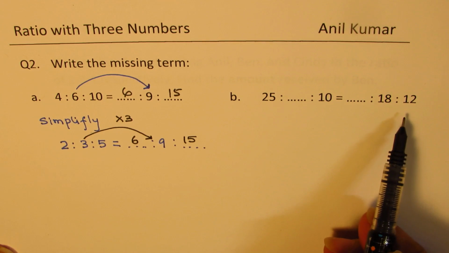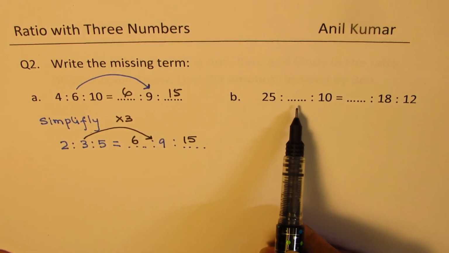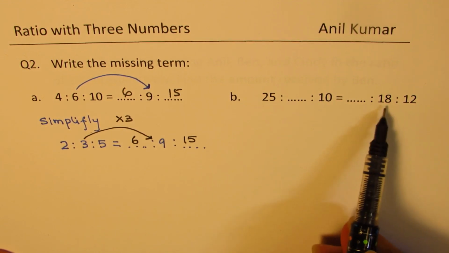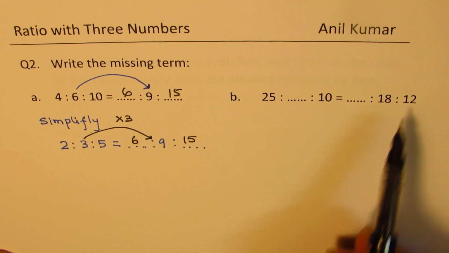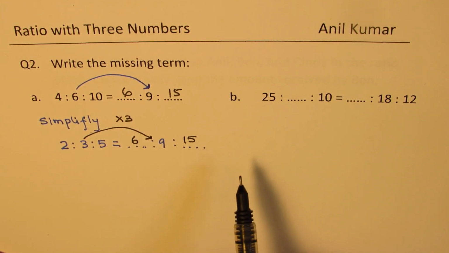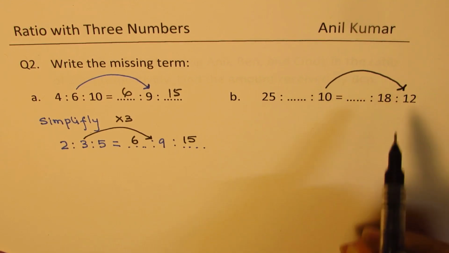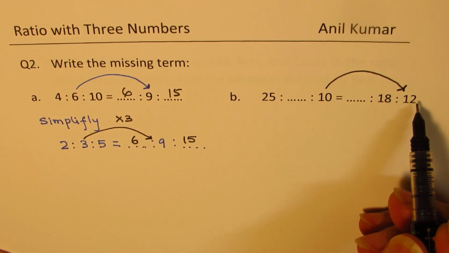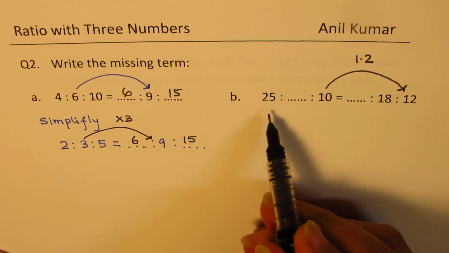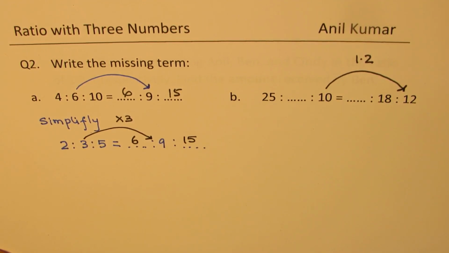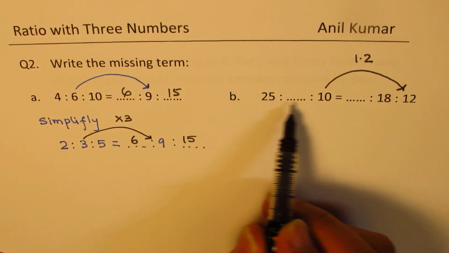Now let's look into the next one. Here 25 is to something is to 10, and we have two blanks here, 18 and 12. Now how do we relate them? Well, we are given one relation which relates 10 and 12. Well, it is 1.2 times. You could do 1.2 and you could divide by 1.2 and get the result. However, easier method is that we could simplify this, right?